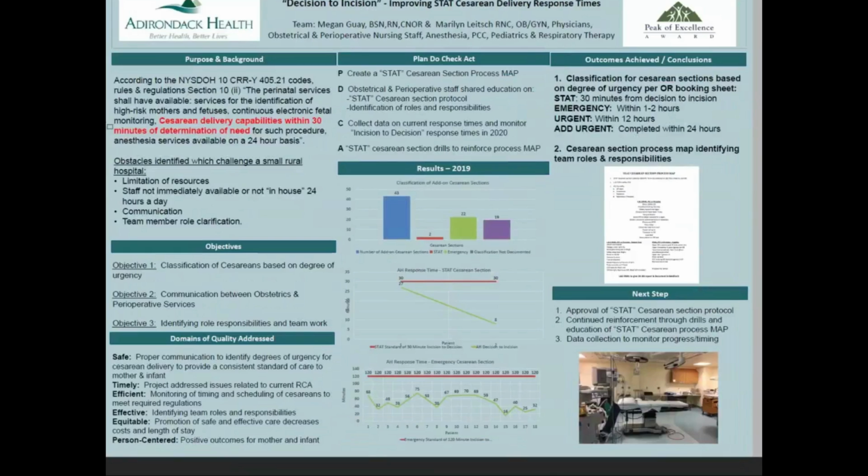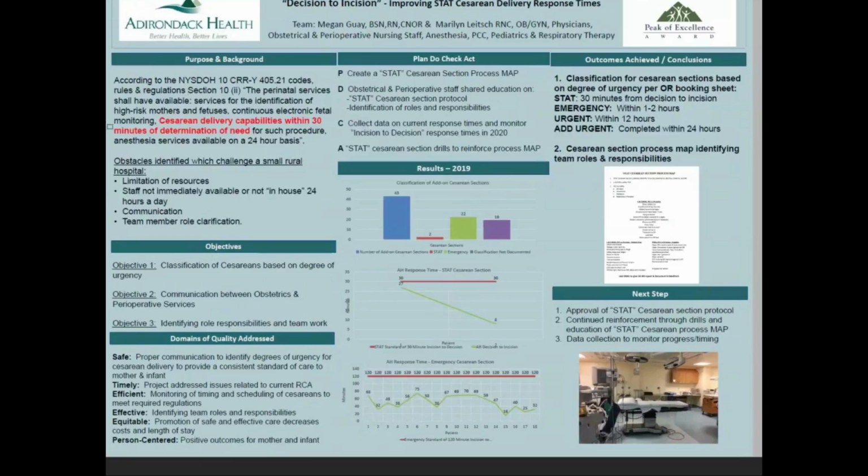Objective 2 is to communicate between obstetrics and perioperative services. So we recognized immediately that there was a lack of communication regarding the classification for the C-section and also the needs of the unit, the needs of the physician, the needs of the patient. So that was also identified as an objective.